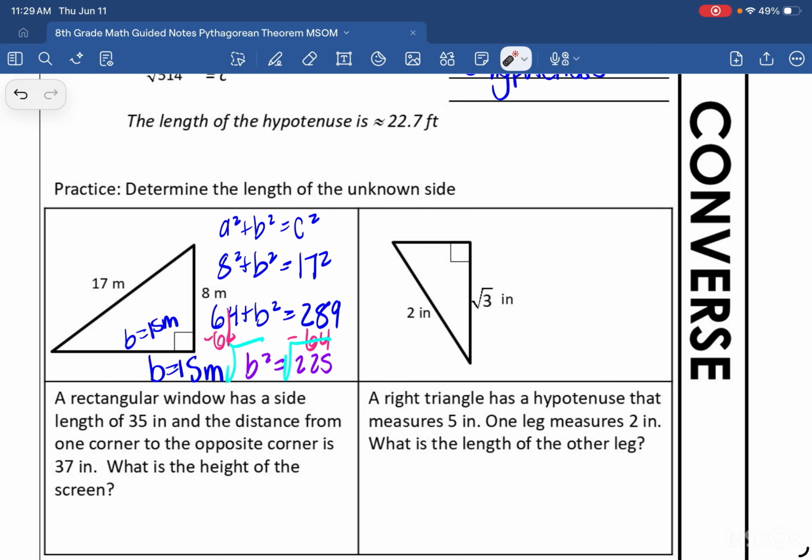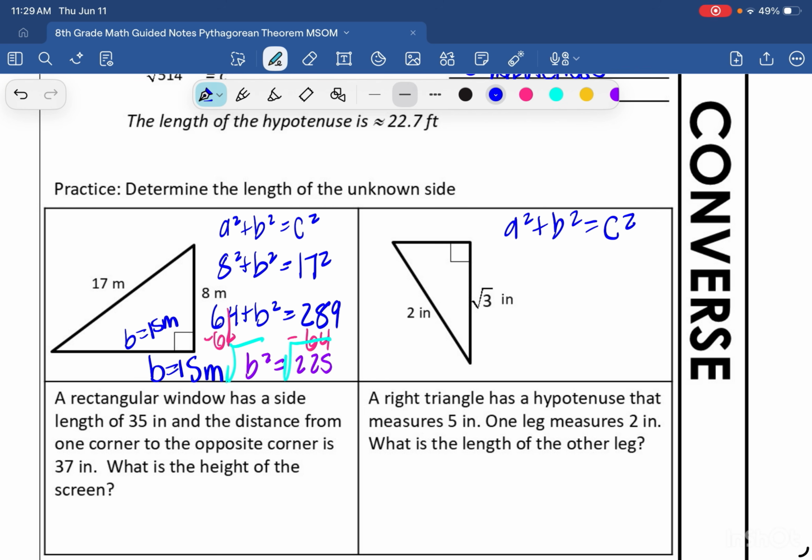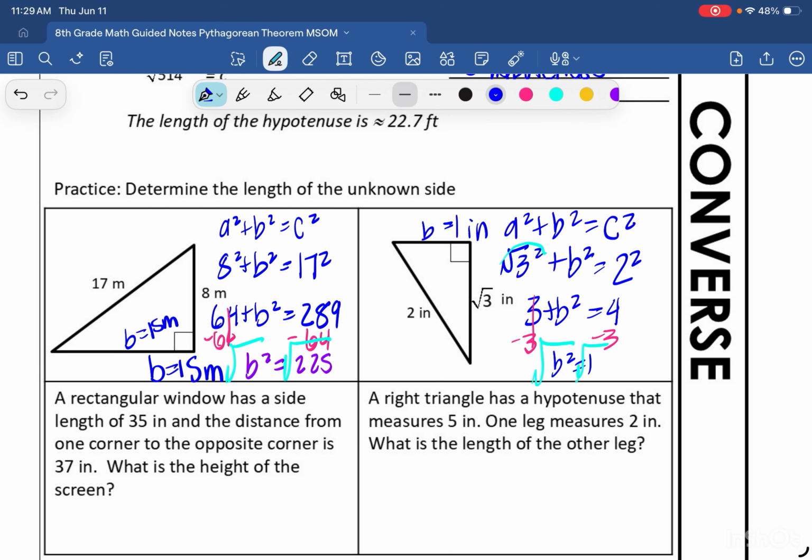Okay, next question. Again, I have the hypotenuse and I have a leg. So starting with the Pythagorean theorem, a squared plus b squared equals c squared. A squared will be square root of 3 squared plus b squared, I don't know. C squared is 2 squared. So the square root of 3 squared, those will cancel each other out. And that gives me 3 plus b squared equals 4. I'm going to minus 3 from each side. And I get b squared equals 1. Taking the square root of each side, and I get b equals 1 inch.